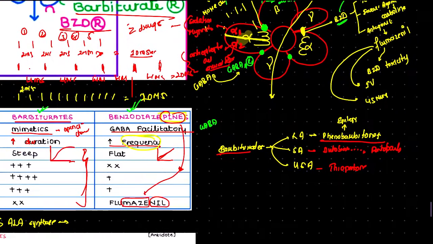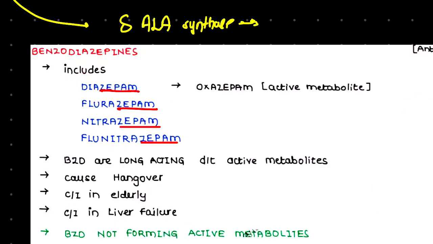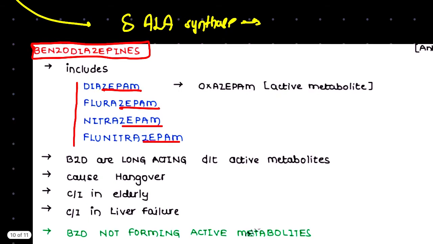Now let's talk about benzodiazepines. Benzodiazepines include drugs such as diazepam, flurazepam, nitrazepam, flunitrazepam. As you can see, there is one term, oxazepam. What is this oxazepam? It is a metabolite form of benzodiazepines.